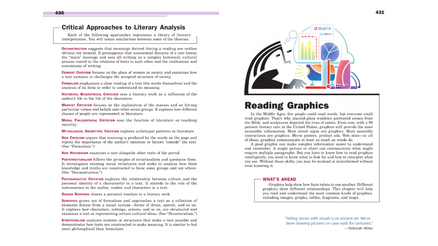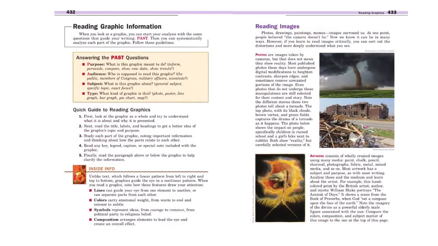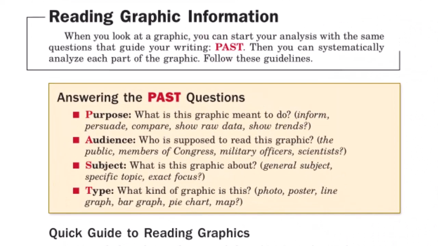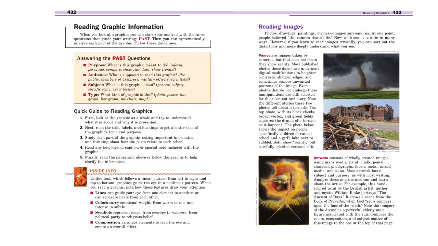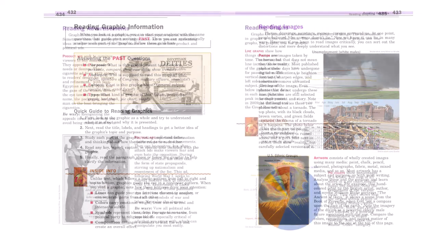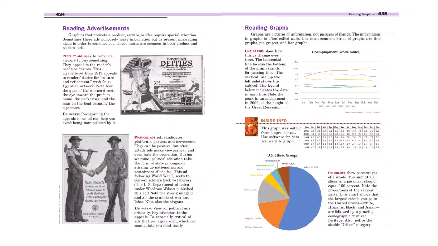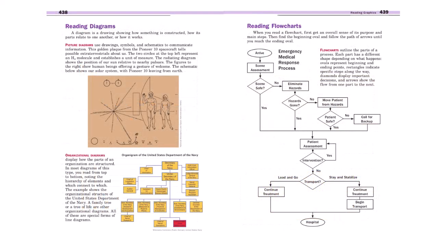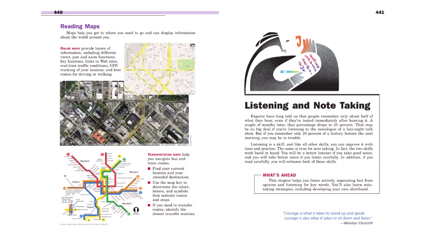Here in the Tools section, let's take a look at this chapter on reading graphics. It uses that same tool for rhetorical analysis: purpose, audience, subject, and type, and helps students to critically view many different types of graphics, such as photos and artwork, advertisements and graphs, and tables, diagrams and flowcharts, and also maps.